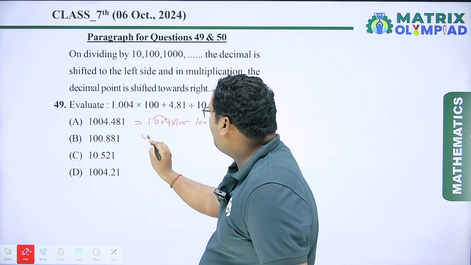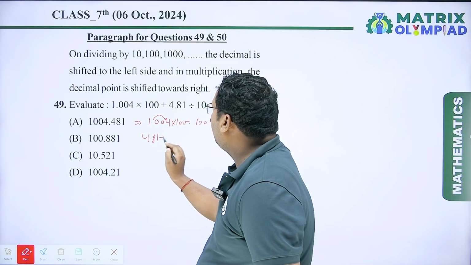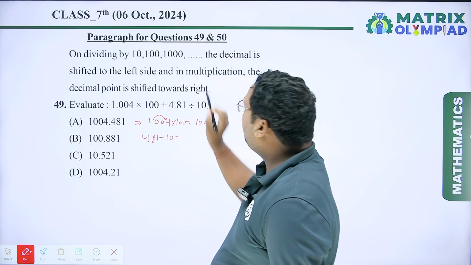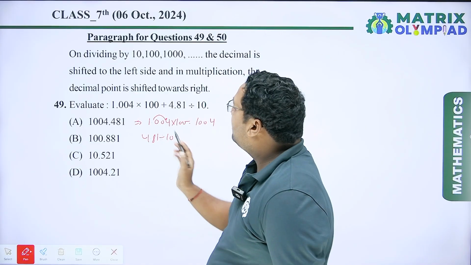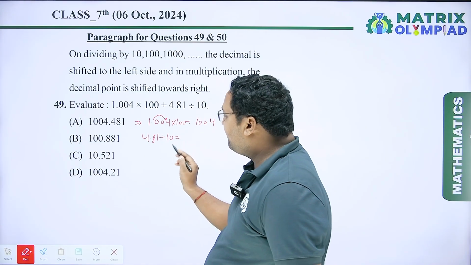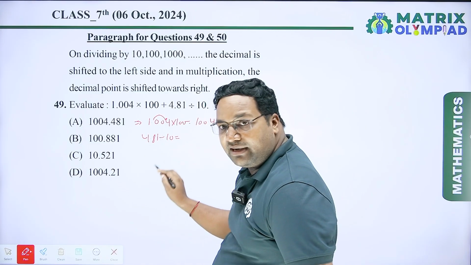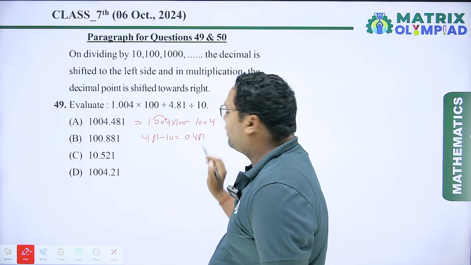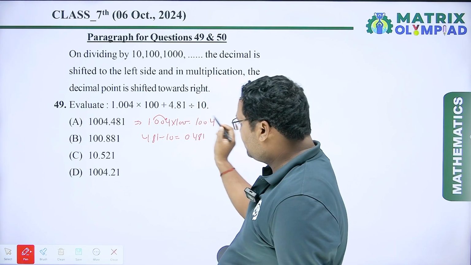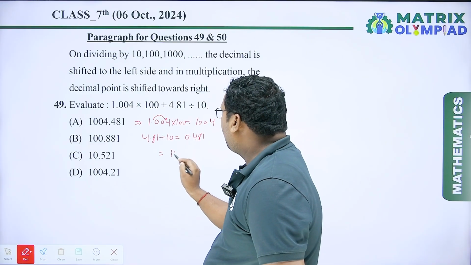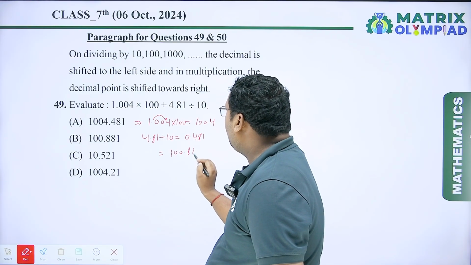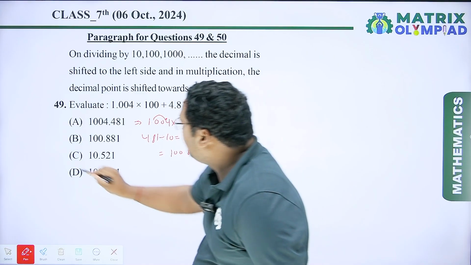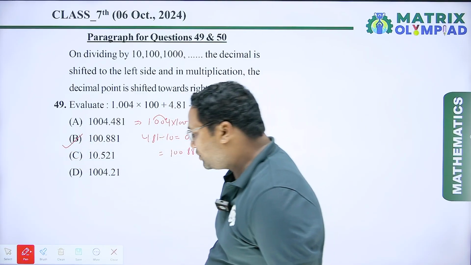Next is 4.81 divided by 10. On dividing, the decimal is shifted to the left side. So when we divide 4.81 by 10, we will get 0.481, and we have to add these two numbers. So we will get 100.881, which is option number B. So the correct option is B.